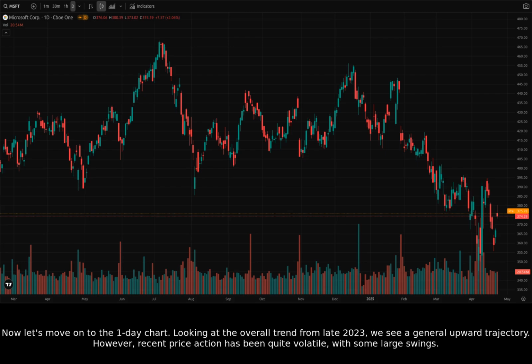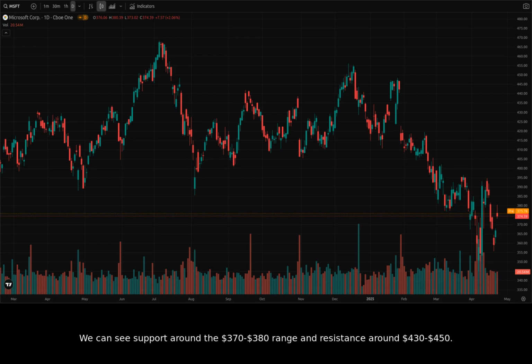Now let's move on to the one-day chart. Looking at the overall trend from late 2023, we see a general upward trajectory. However, recent price action has been quite volatile, with some large swings. We can see support around the $370 to $380 range and resistance around $430 to $450.